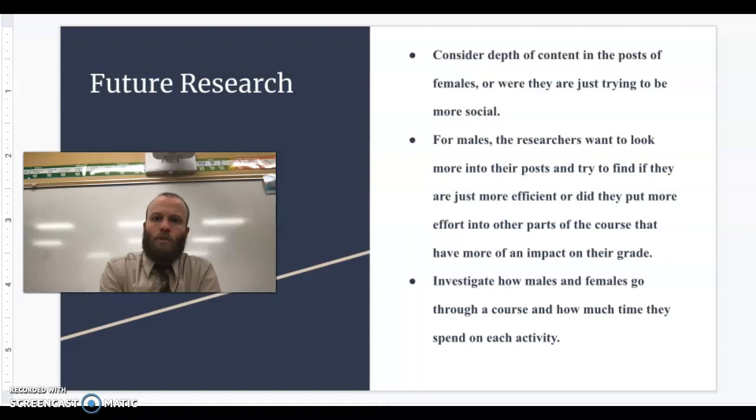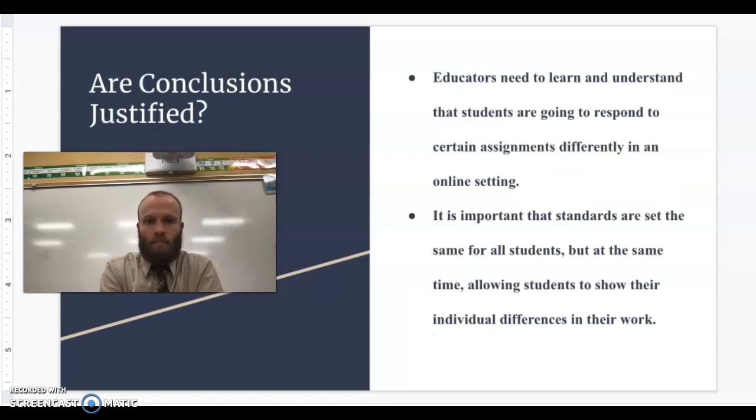For males, the researchers wanted to look more into their posts and try to find if they were just more efficient than females, or did they put more effort into other parts of the course that would have more of an impact on their grade than writing and responding to posts. And the final thing here, the researchers also wanted to continue to investigate how males and females go through a course and how much time they spend on each of those activities.